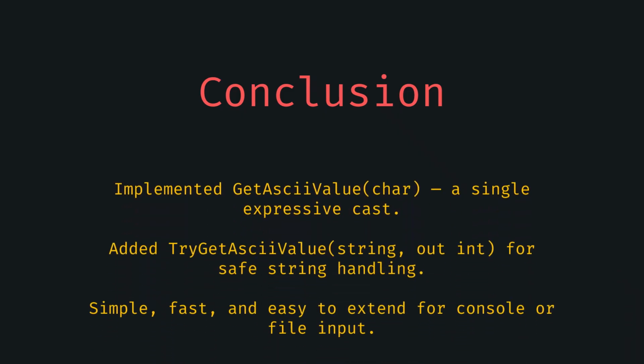Short and sweet. Casting a character into an int in C# gives you its ASCII code. We've added a safe wrapper for strings so you can plug this into real input flows without crashes. This function is small, reusable, and a great building block in many text processing scripts.